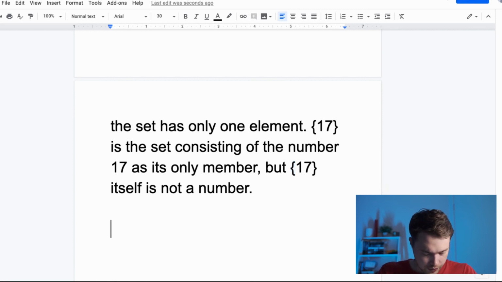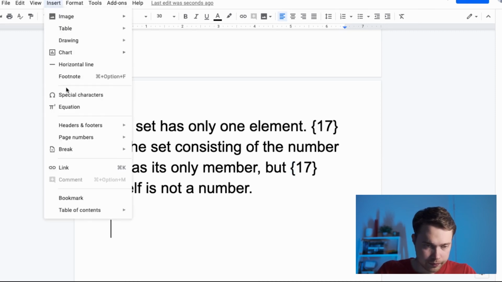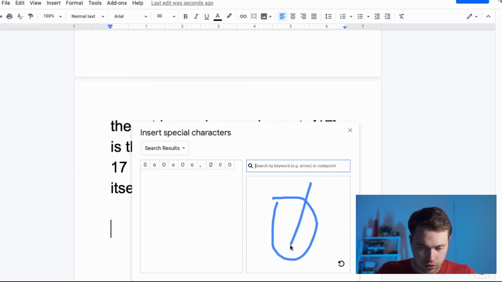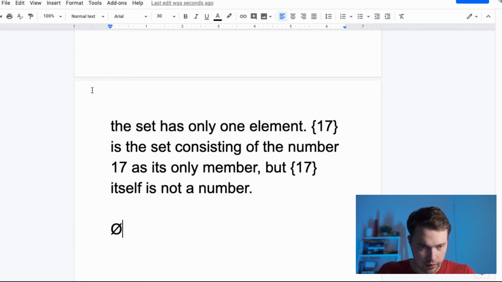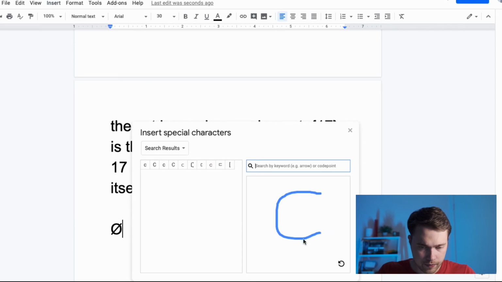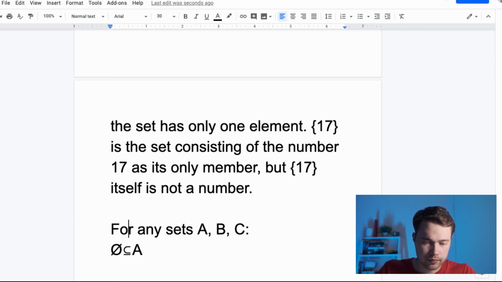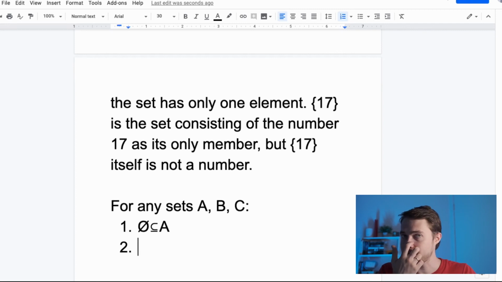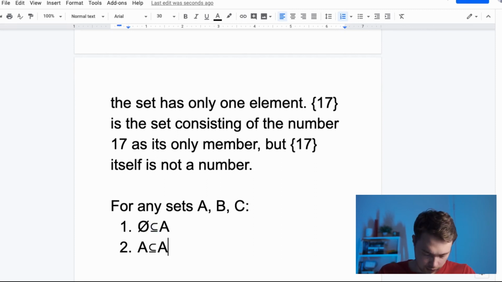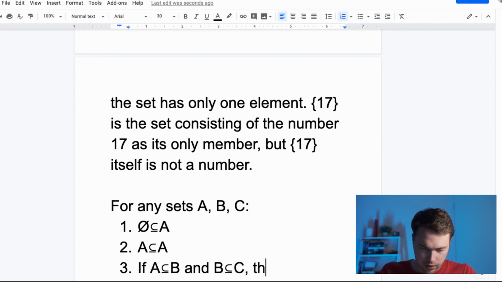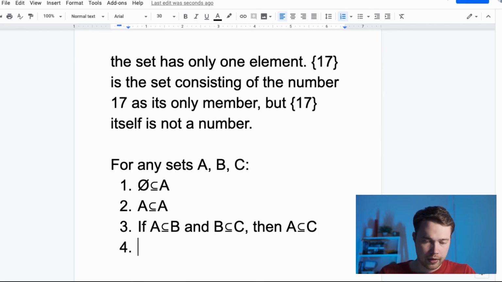Let's talk about a couple of properties. Number one, the empty set. For any sets A, B, C, the following is true. Number one, the empty set is always a subset of any set A. Then A is a subset of itself. Then if A is a subset of B and B is a subset of C, then A is a subset of C. Hope it makes sense.